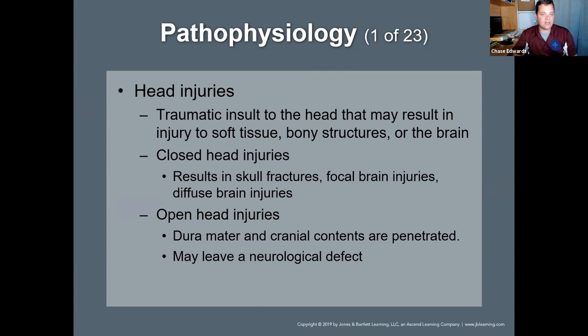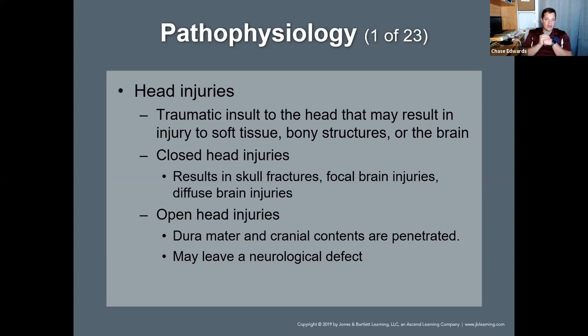All right. So, a head injury is a traumatic insult to the head that may result in injury to soft tissue, bony structures, or the brain. Fatal injuries invariably involve injury to the brain. We're only on slide 23, so we're plenty good. Depending on the mechanism of injury, or the MOI, you have to be alert to the fact that the patient may have sustained additional trauma. So always take a look at what you can't see, if that makes any sense.